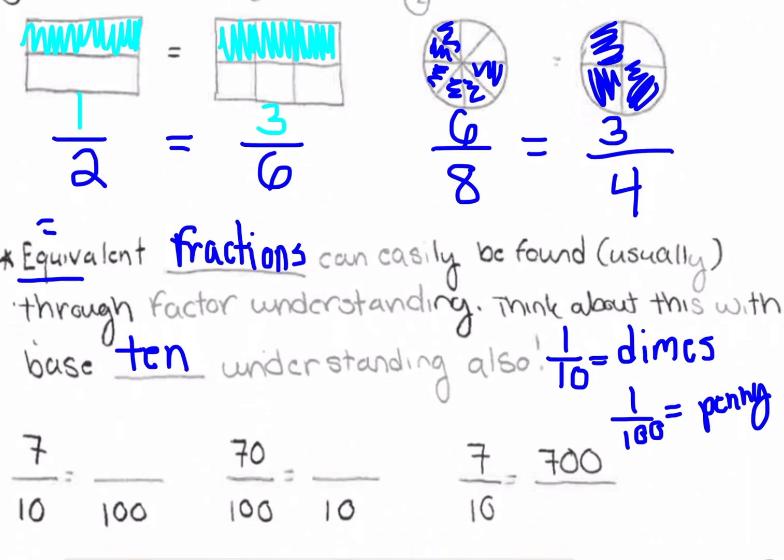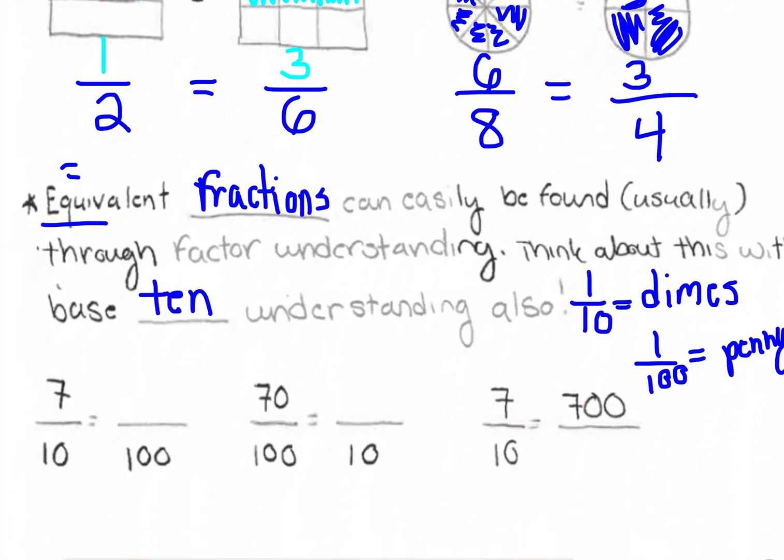So looking at these problems, it's saying, okay, if I have 7 tenths, that's the same thing as 7 dimes. How many pennies would it take to make 7 dimes? Well, it would take 70 pennies. So if somebody had 7 dimes and somebody had 70 pennies, they would both be equal. You can also say, okay, well, 10 times 10 is 100. What's 7 times 10? It's 70. Notice they're going to be equal, the same amount.